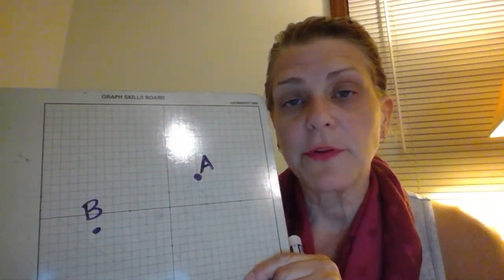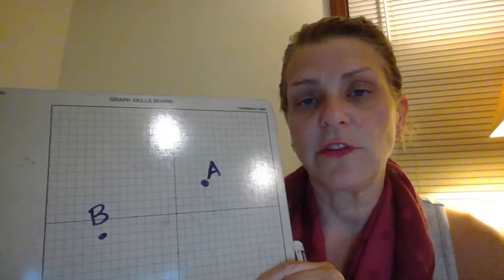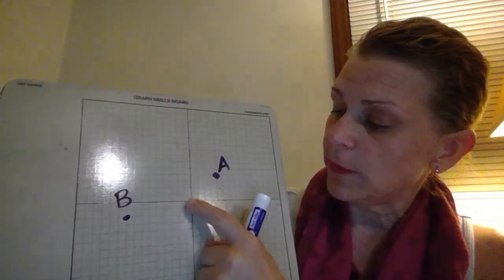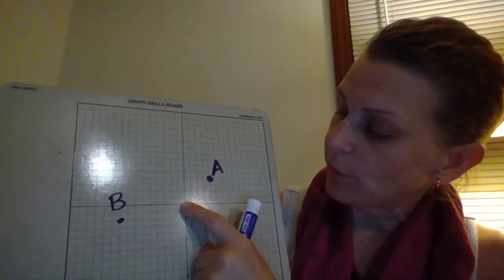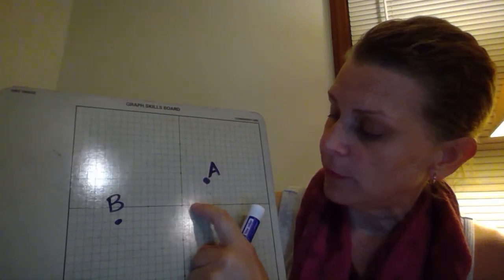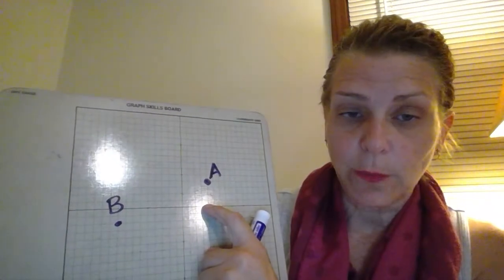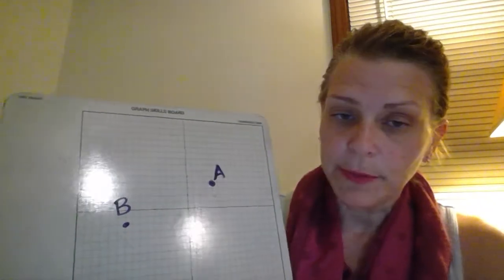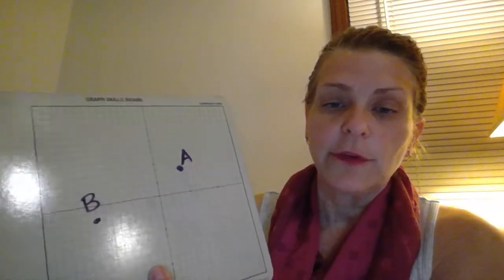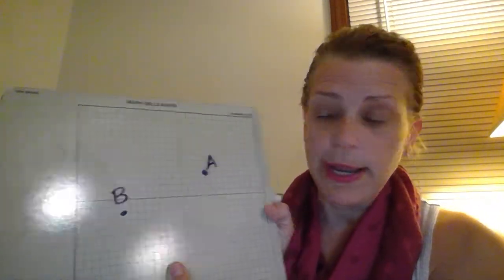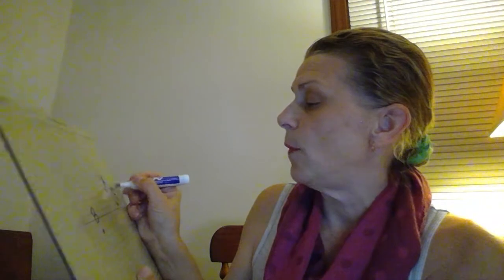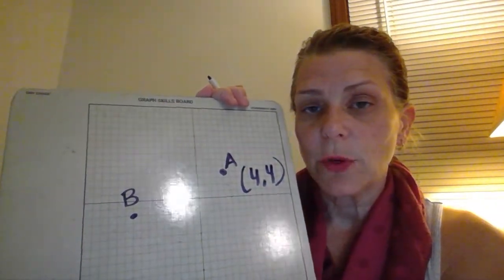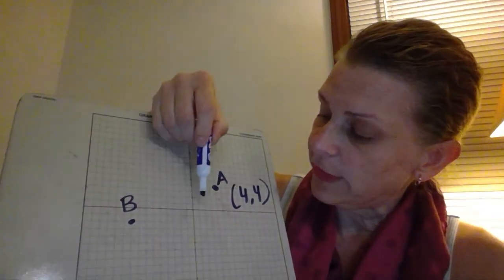Okay, so 2 examples of using the coordinate plane. If somebody asked you what are the coordinates of point A, you would look on this and you would start at the origin and you would count how many we went over to the right or left. So we go 1, 2, 3, 4 to the right, which is a positive 4. And we go 1, 2, 3, 4 up, which is also a positive 4. So the coordinate of point A is 4, 4.